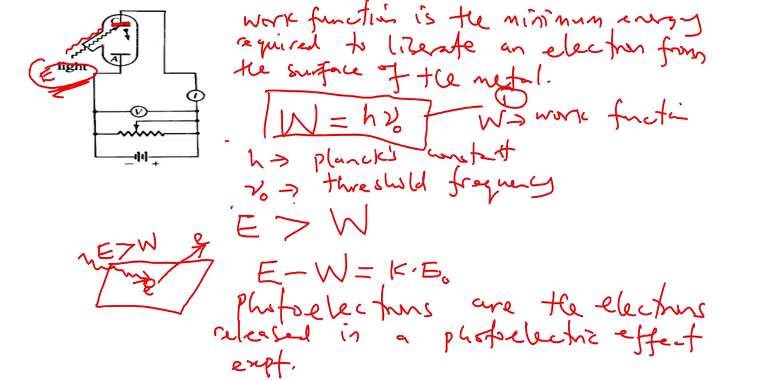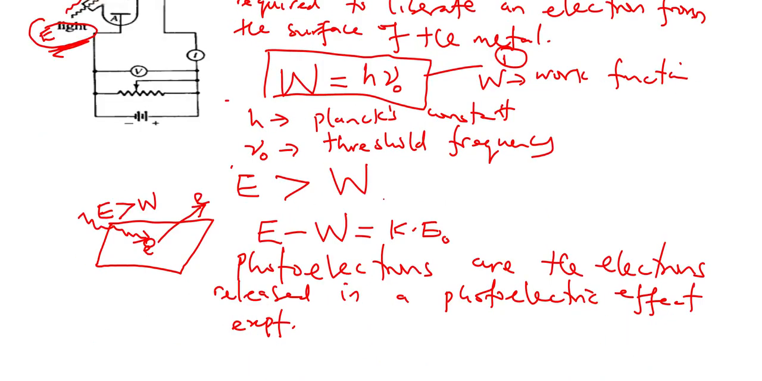And the third term is threshold frequency. We said it is the minimum frequency that is required to liberate electrons from the surface of a metal. And the last term that we defined is photoelectrons. I said they are the electrons that are released, liberated, or emitted in a photoelectric effect experiment.